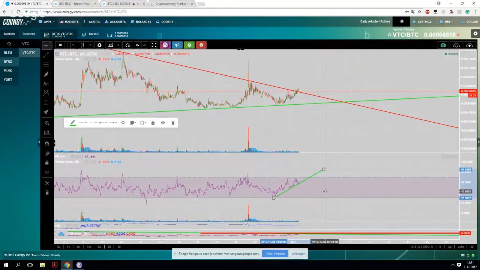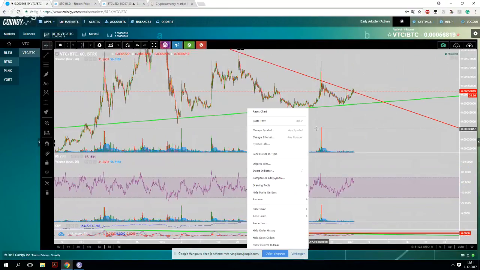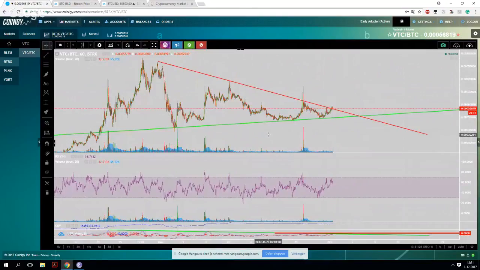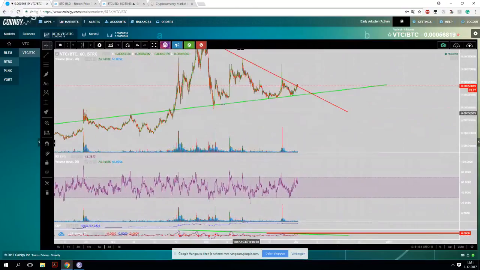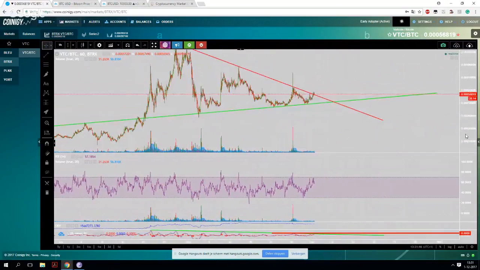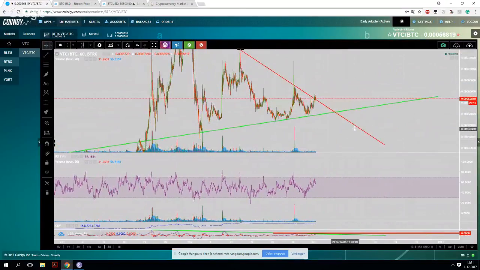Possibly it could be, I don't know. I still recommend to buy because we are close to support. If we touch it again, just buy and don't sell. By the way, this is not financial advice. This is just what I'm doing. And I don't sell unless this support here is broken. That's when I'm going to sell. But I don't think that's going to happen. So I'm probably going to keep my Vertcoin.